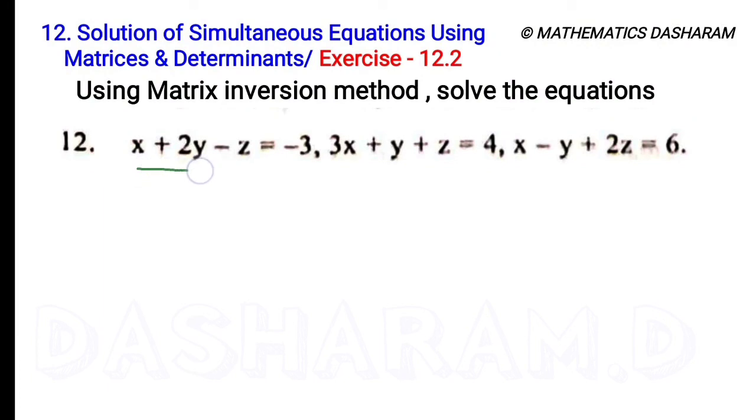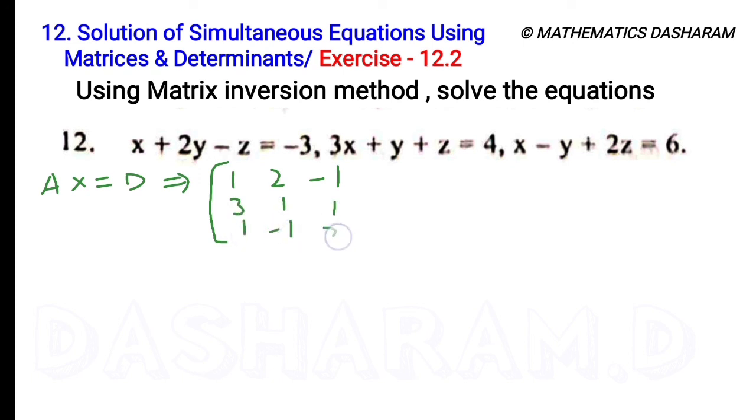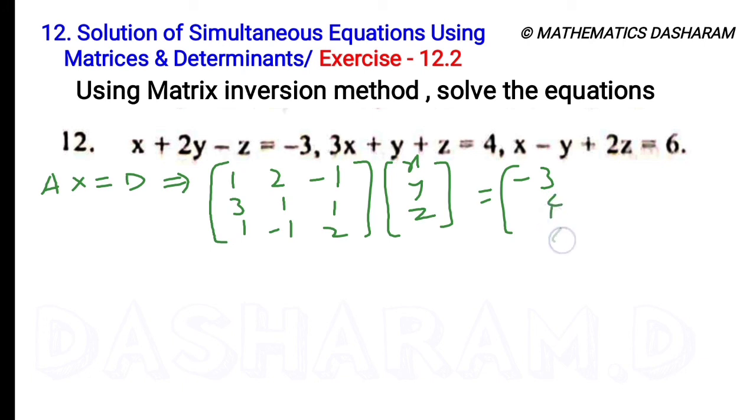12th question: x plus 2y minus z equals minus 3, 3x plus y plus z equals 4, x minus y plus 2z equals 6. Let's write the given equations in the matrix notation form, that is AX equals D. So the matrix A means the coefficients of the equations: 1, 2, minus 1, 3, 1, 1, 1, minus 1, 2, into matrix X, which means the variables x, y, z. D means the constant matrix: minus 3, 4, 6.